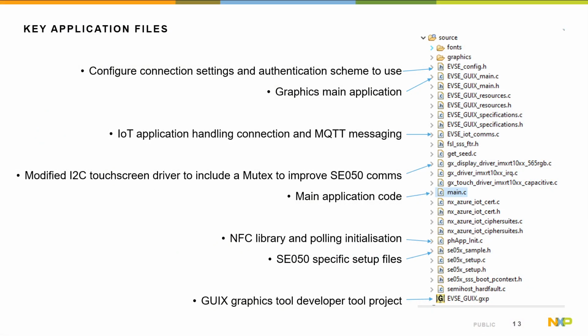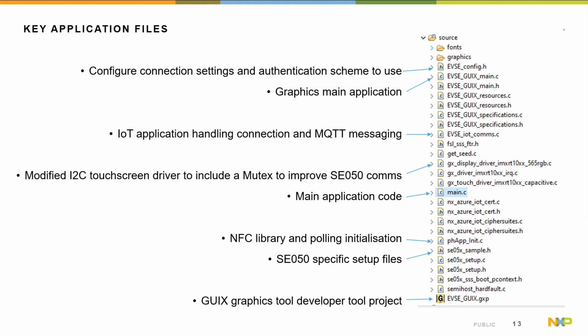Okay, so let's start looking a little bit more closely at the software. From the project and application file perspective, we're showing the contents of the source folder, and of particular interest is the EVSE config file. That's where we will configure the connection settings and how we choose to authenticate, so the scheme we're going to use, whether it's a shared access key or SAS. Is it an X509 certificate that's going to be stored locally in software within the i.MX RT, or is it going to be using an X509 certificate that's stored inside the SE050?